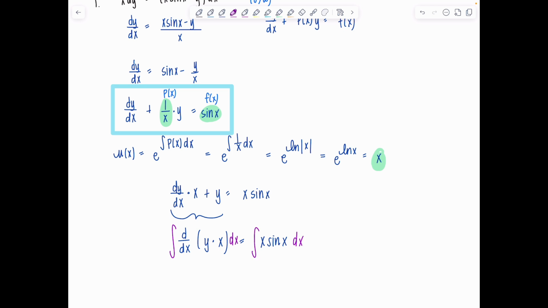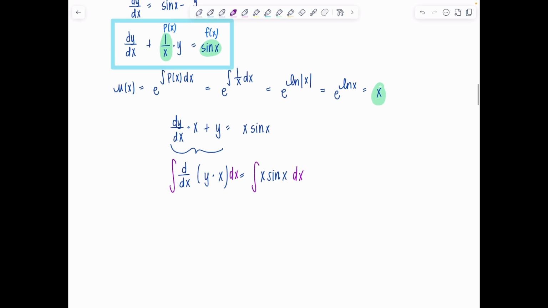And let's see what unfolds. So left-hand side, that's the relaxing side. If we're integrating with respect to x the derivative of some quantity with respect to x, we're just going to get back that quantity. We're just going to get back y times x. And then now we need to take the antiderivative of the other side, x sine x dx.